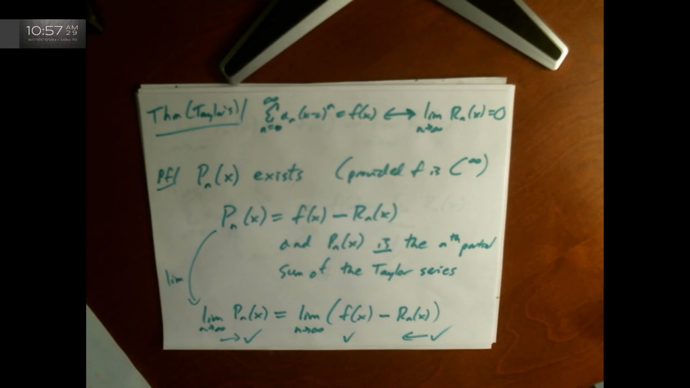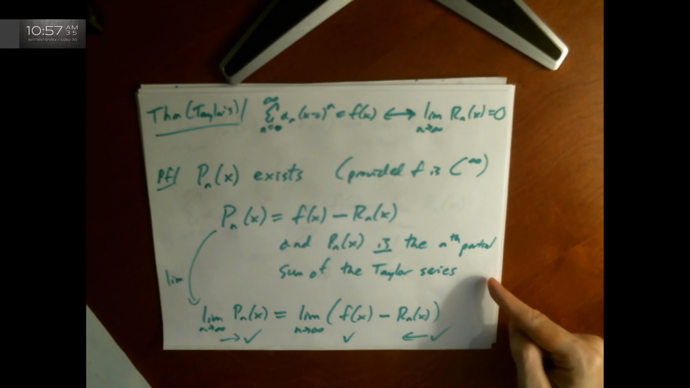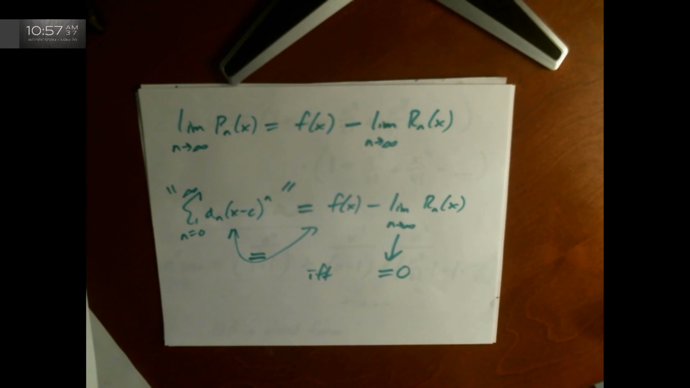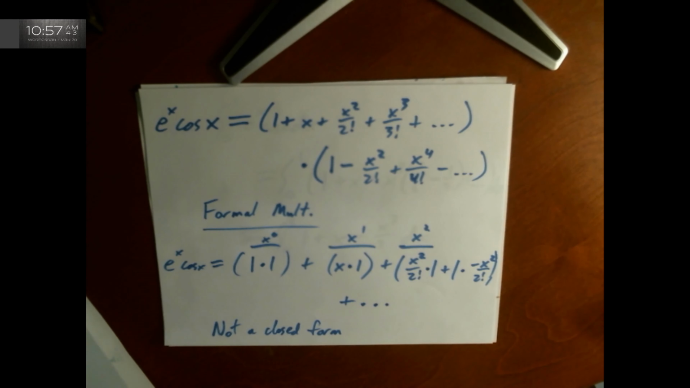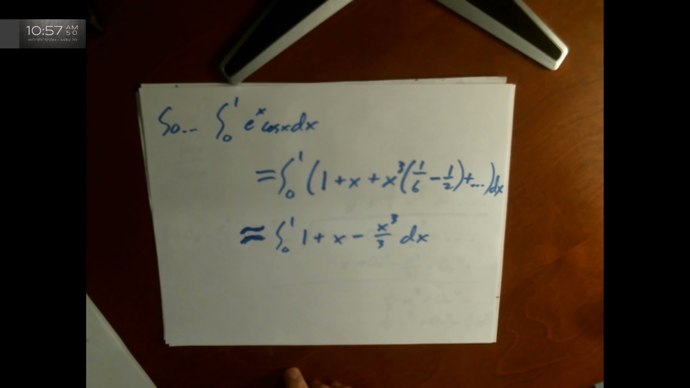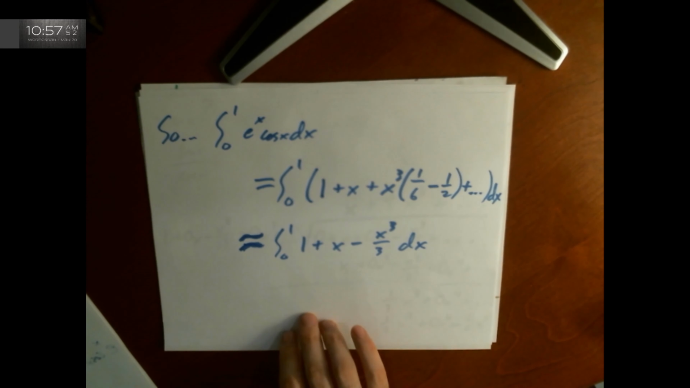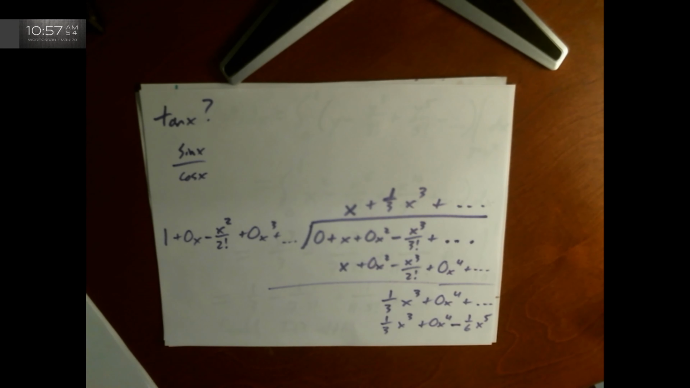Proof of Taylor's theorem. We used some older material, some manipulations of limits, some definitions of infinite series, and made our conclusion both ways at once, in both directions. That was an if and only if statement. We talked about using formal multiplication to derive Taylor series instead of having to use derivatives every time, and why we might want to.